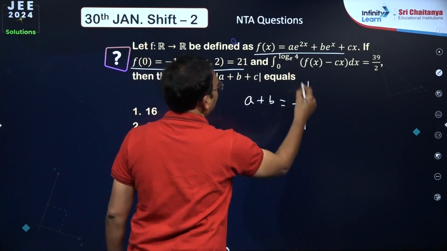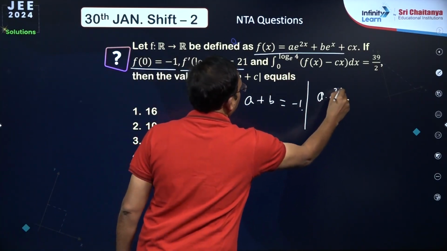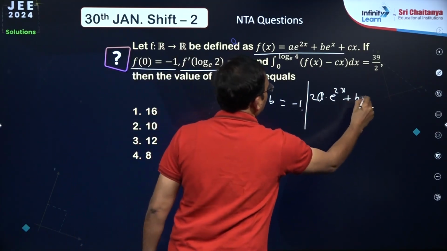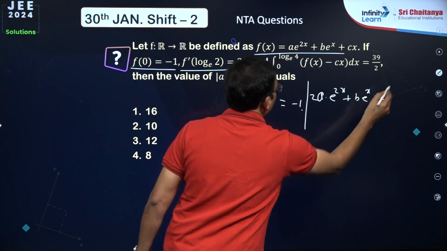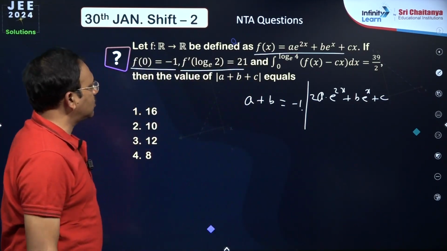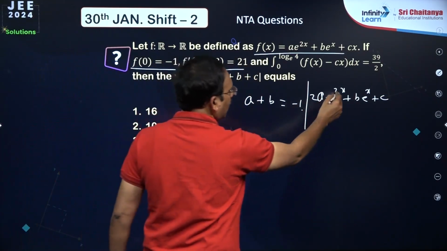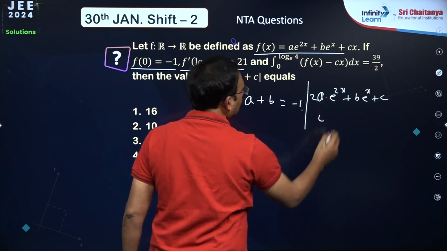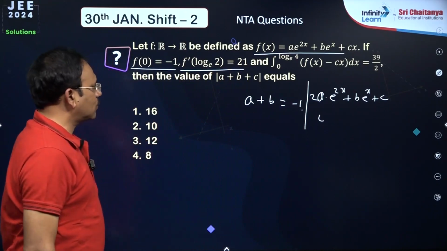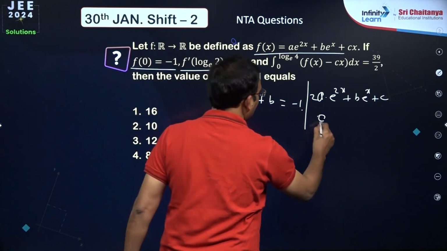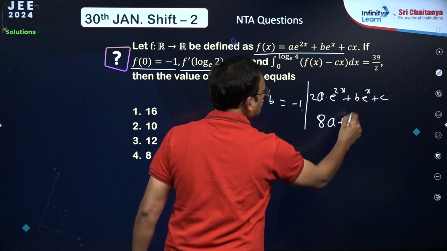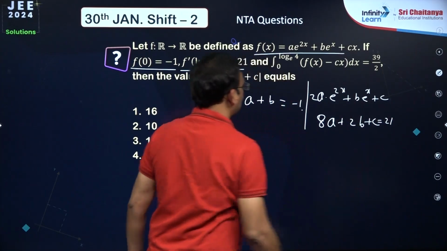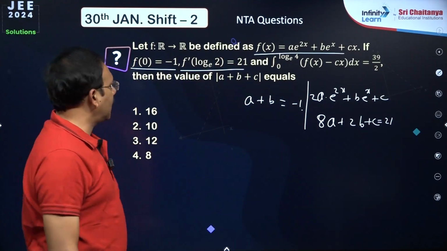What is f dash x, my dear friends? It is a into e power 2x into the derivative 2, plus b into e power x, whose derivative is e power x, plus c. Put x is equal to log 2, e power log 2 will become 2. For e power 2x, 2 square is 4, 4 twos are 8a, plus 2b plus c, and this value is going to be 21. So you got two equations connecting a, b, c.